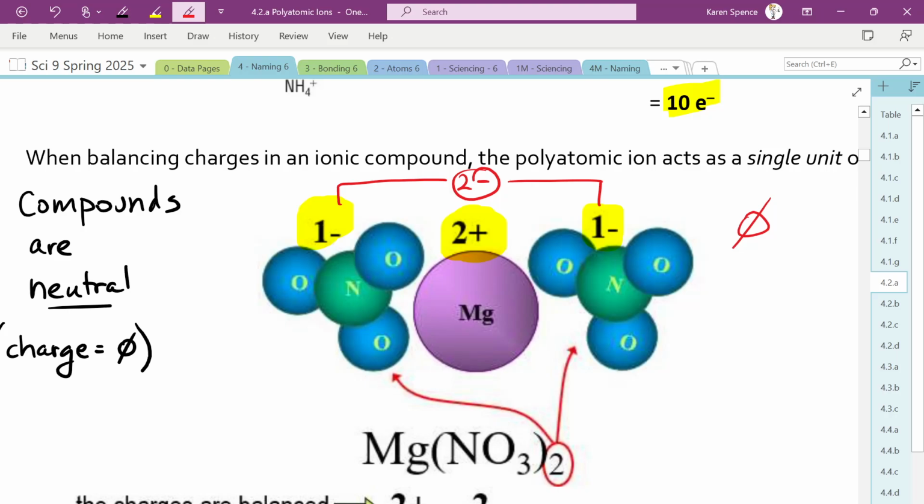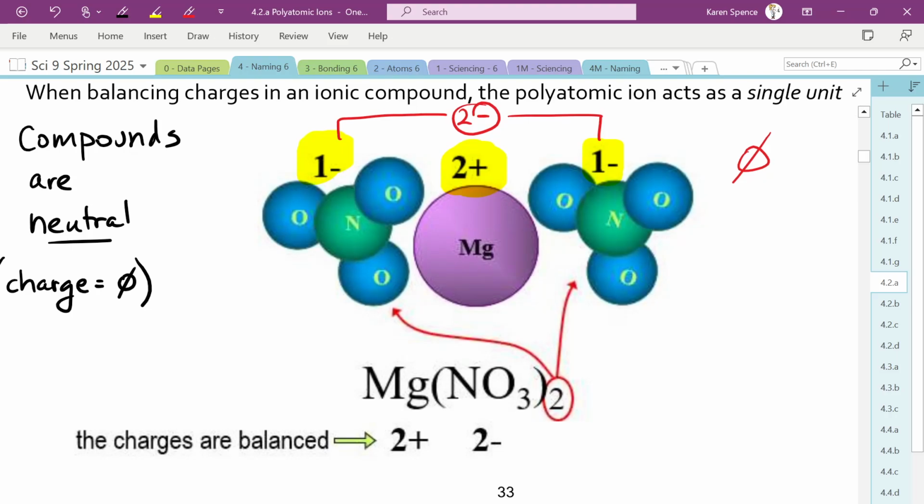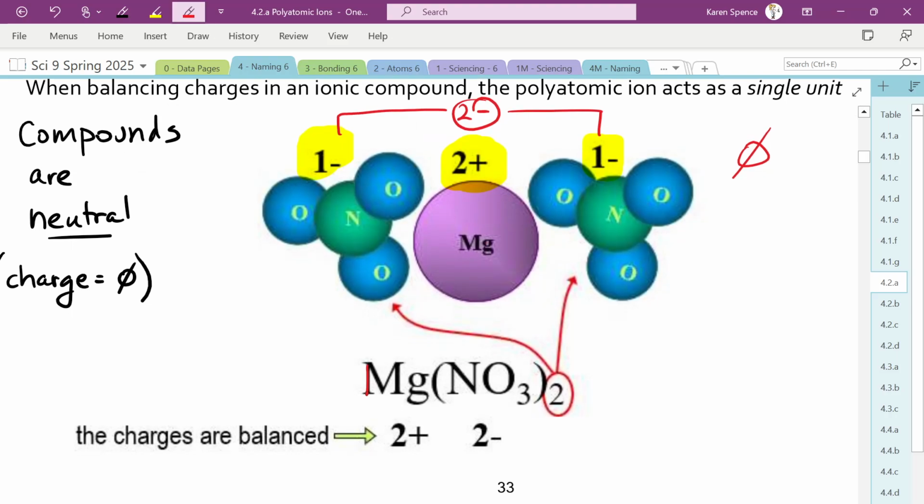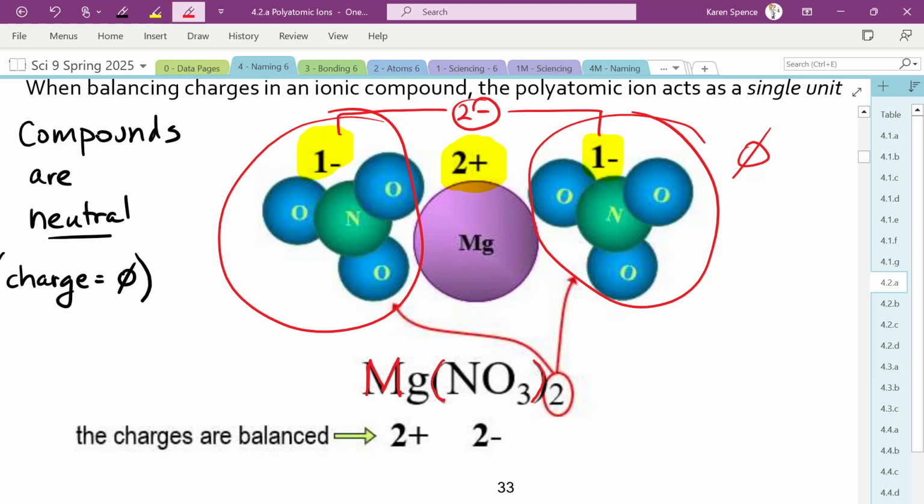How we write the formula for that is we have 1 Mg, so we just write Mg. And then we put NO3 in brackets, and we put the 2 on the outside. That tells us we've got 2 of that entire ion. I have 1 of the NO3s, and I have 2 of the NO3s. Is that good? Okay.